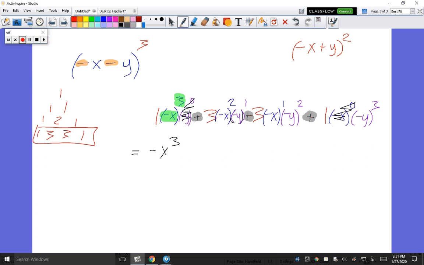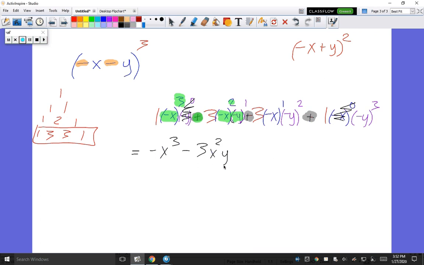Okay? Here we go. Watch up here, please. So what sign will this become? Positive. And you're going to multiply it with this sign. Negative. And you're going to add that negative. So it's just subtraction. Okay? You with me? So it will become 3x squared y.